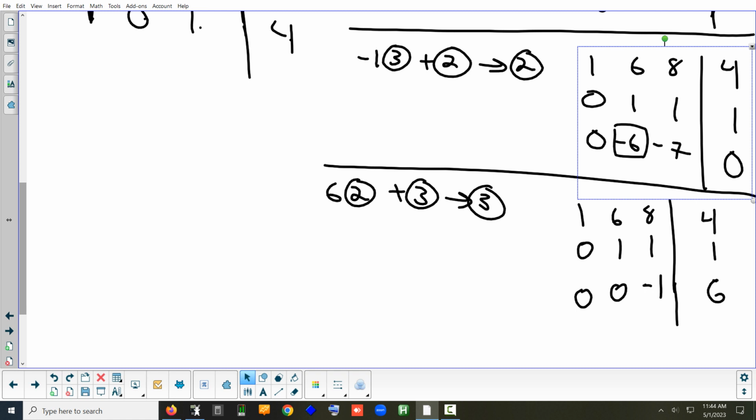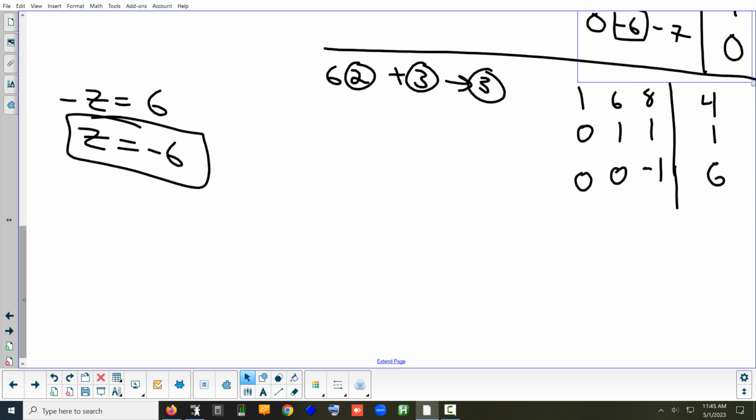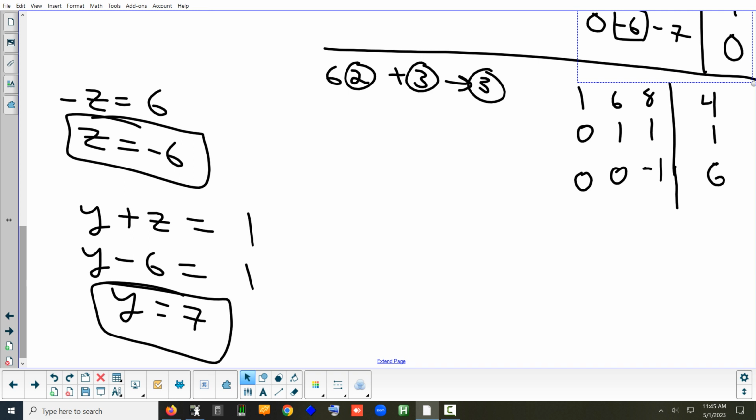So now what does that last row, if you change it back to an equation, tell me? Negative z equals 6. So z equals -6. Let's go back up a row. What's that second row tell me? Y plus z equals 1, and z is -6. So y minus 6 equals 1. So now we got y.